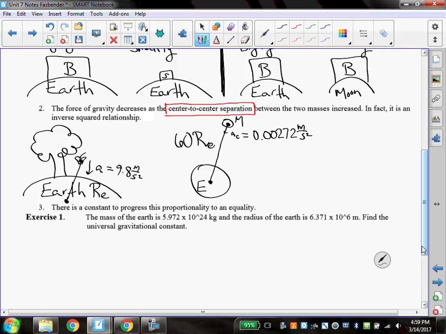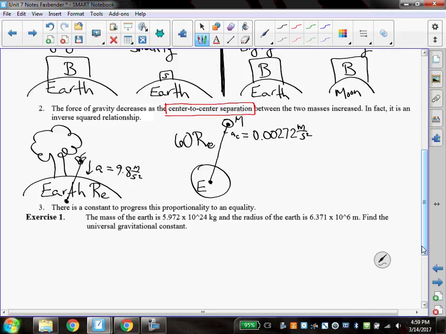And we're using acceleration here as a proxy for force because you know from Newton's second law that F net equals ma. Whatever is happening to our acceleration, we can say that that same trend is happening to our force. So it's very easy to see that this is an inverse relationship.